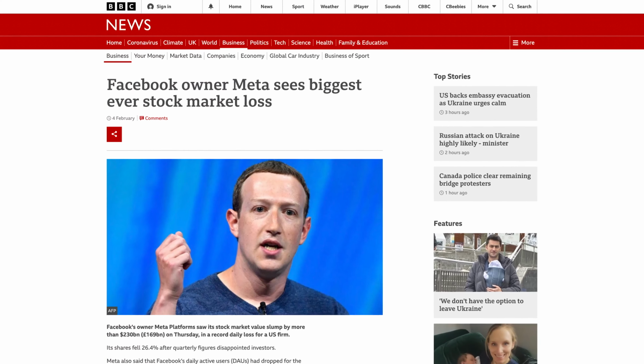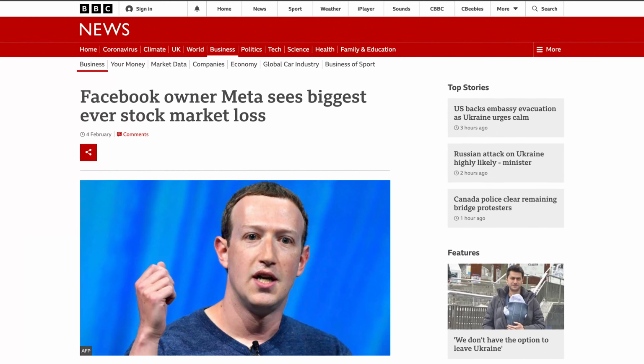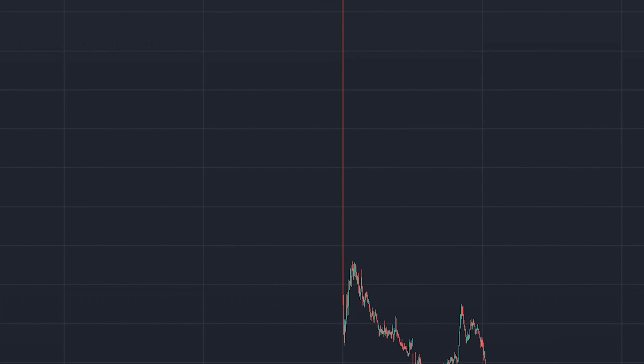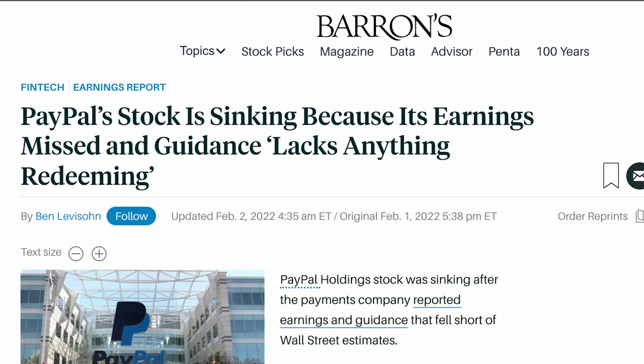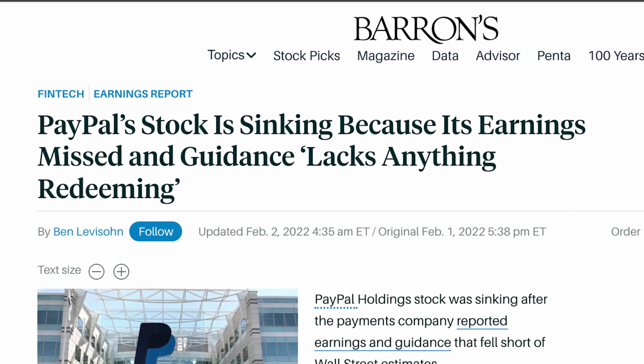So when these companies miss expectations on their earnings reports, they get absolutely slaughtered, just as we saw the other week with Meta, Facebook's parent company, who fell over 26% in the day and lost $25 billion. And PayPal also dropped nearly 25% in a single day after announcing a poor outlook.